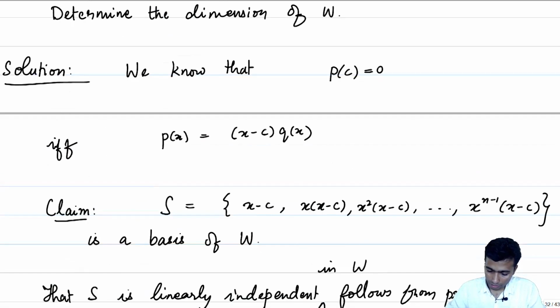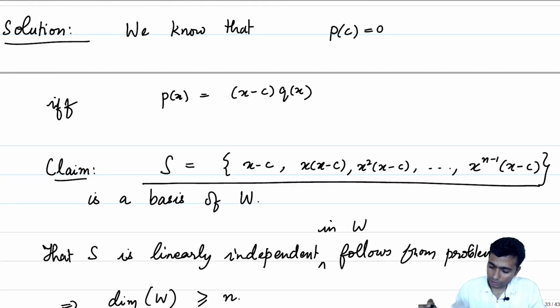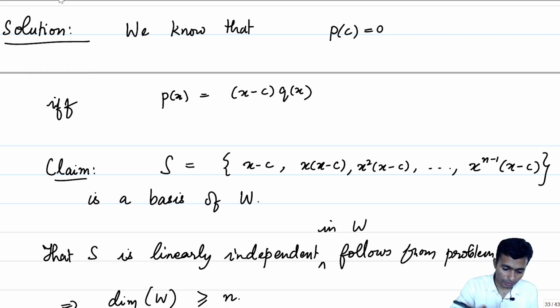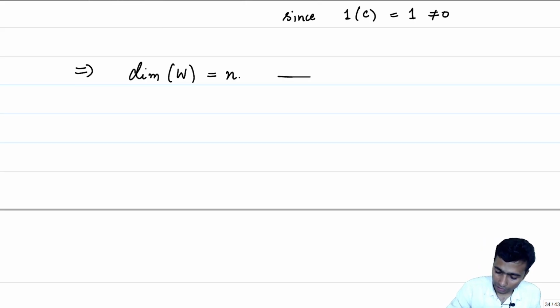But what do we have? We have now S, and we have just proved that the dimension of W is equal to n, which is what our goal was. Also notice that S is indeed a spanning set. So yes, this is our solution to the problem.